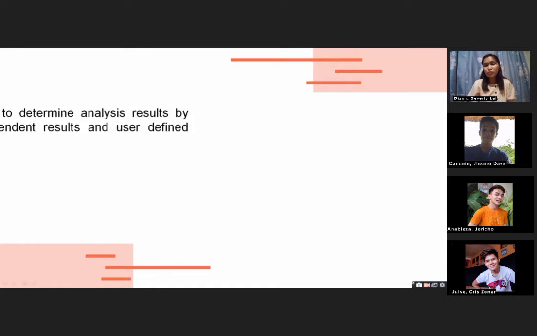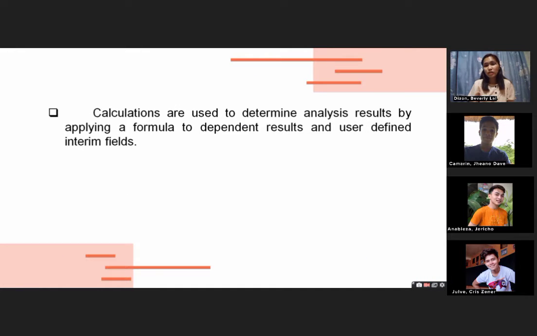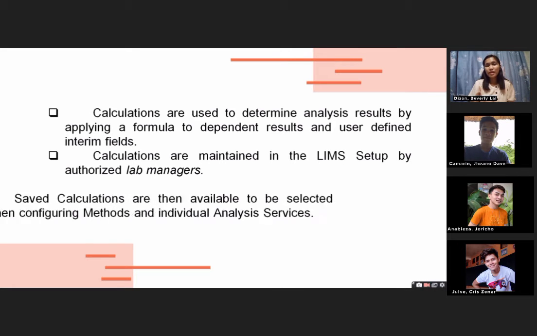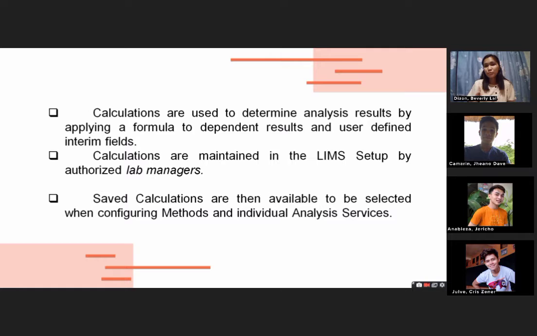Calculations are used to determine analysis results by applying a formula to dependent results and user-defined interim fields. The results for an analysis set up with a calculation cannot be entered directly, so the LIMS calculates it as soon as all dependent results are available. Calculations are maintained in the LIMS setup by authorized lab managers, in which their correct execution can also be tested. Saved calculations are then available to be selected when configuring methods and individual analysis services.